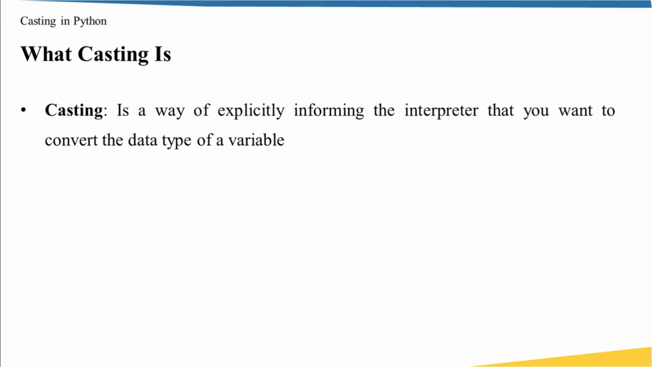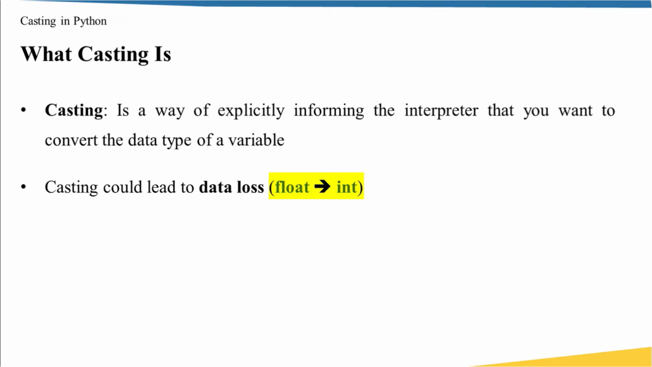Before I show you these casting functions, I need you to know some notes first. The first note is that casting could lead to data loss. And this happens when we convert float into integer, because an integer number does not support the floating point. So converting float into integer will lead to losing the numbers after the floating point.